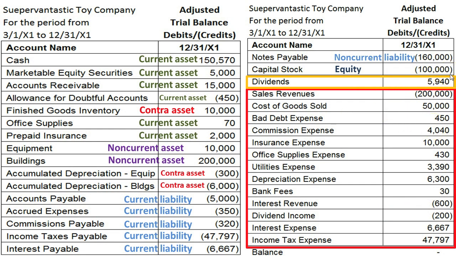Why doesn't the retained earnings account appear in this adjusted trial balance? In this case, it doesn't appear because it's a zero balance. It's a brand new company, and therefore it began the year with zero, so we didn't bother to put it on. If this company had been around for a while, we would have had a retained earnings opening balance into which all these temporary accounts would be closed.